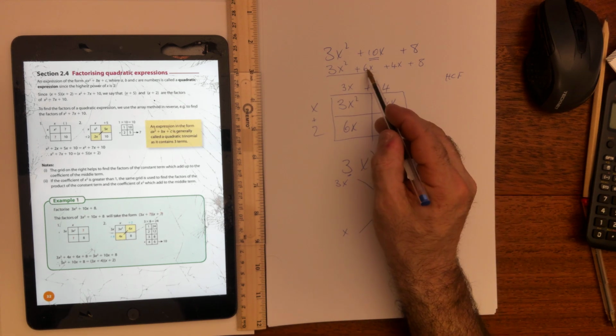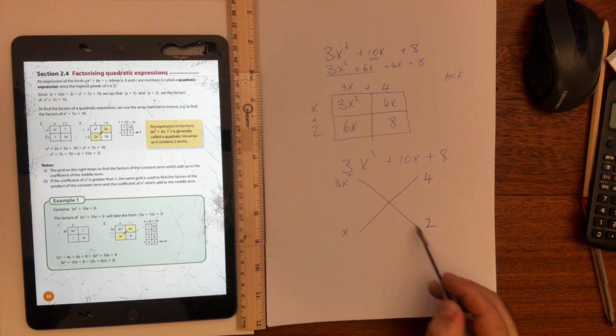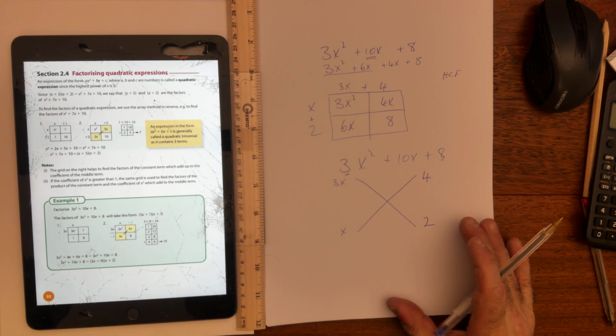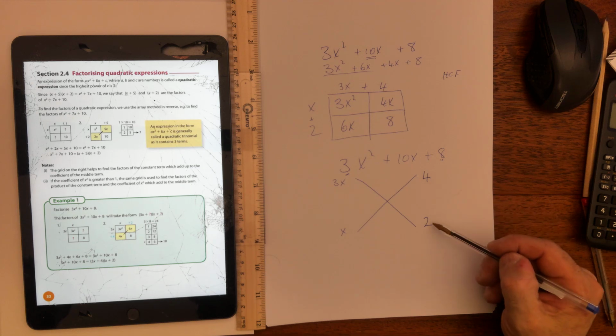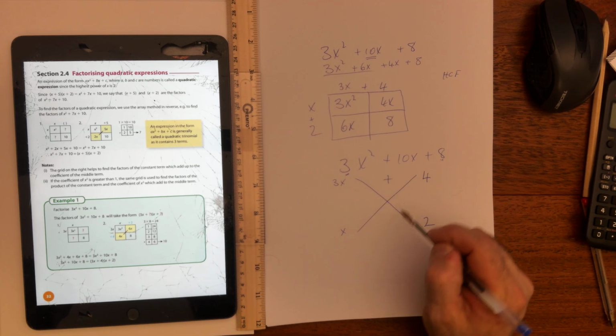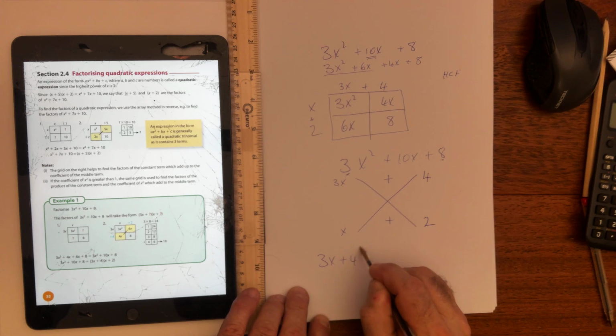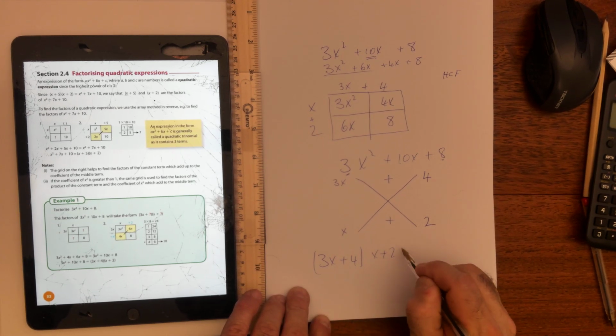4x is one of our cross products and 6x is the other, so I've stumbled upon it straight away there. So you split this up into 4 and 2. It's a plus plus, so you put your signs there, and you have 3x plus 4 times x plus 2.